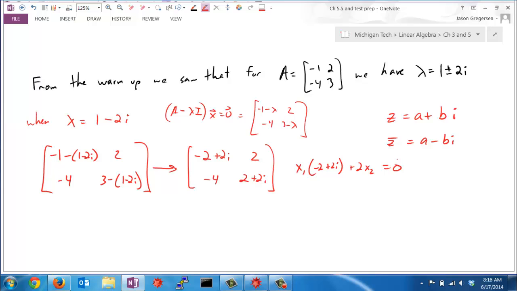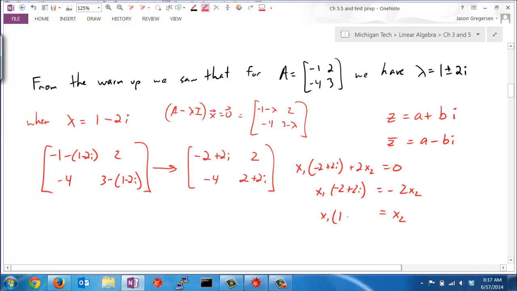Now once I choose a row, all I'm going to do is solve it for one of the variables. It doesn't really matter which one, but I want to do the easy way. I don't really want to solve for x1 because when I start dividing by these complex numbers, things get a little weird. So try to avoid that. I'm just going to solve it for x2. I'm going to subtract 2x2 over here, so x1 times negative 2 plus 2i equals negative 2x2. I'll divide by negative 2, and I get x2 on this side and 1 minus i on the other. Any questions so far?